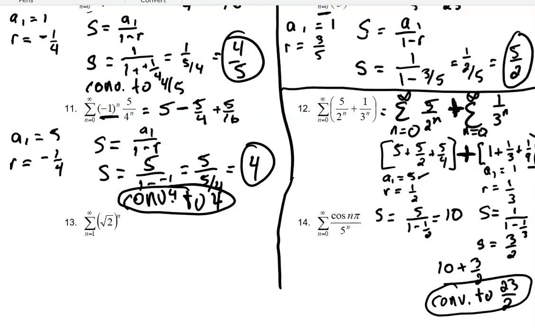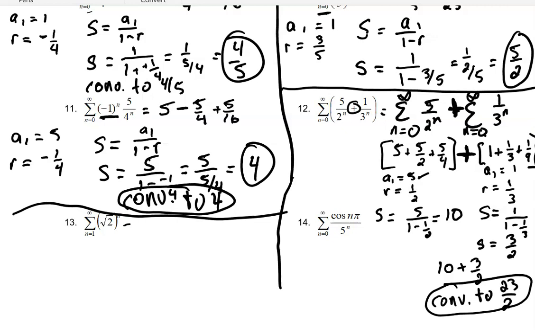All right, so if they're two separate terms, make two separate problems out of them, find each individual sum, add or subtract them based upon what this symbol is telling you that you need to do. All right. Okay, 13.